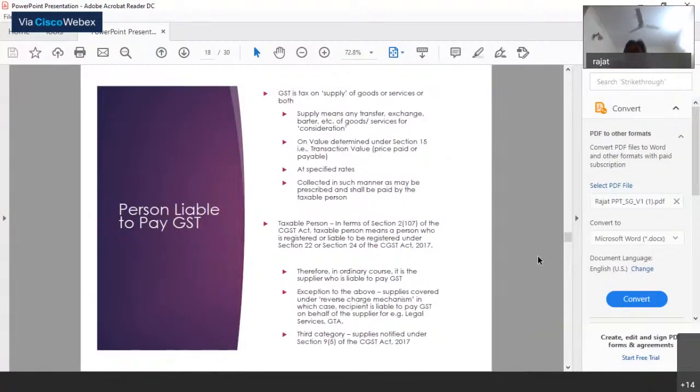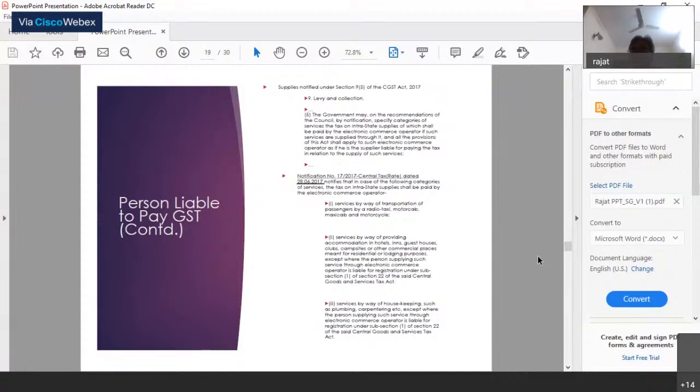I will read out section 9(5). It says the government may, on the recommendation of the council, by notification, specify categories of services the tax on intrastate supplies of which shall be paid by the electronic commerce operator, if such services are supplied through it, and all the provisions of this Act shall apply to such electronic commerce operator as if the supplier is liable to pay the tax in relation to the supply of such services. Therefore, specifically in case of an e-commerce operator, there is a category carved out who are required to discharge tax on behalf of the supplier of goods or services.